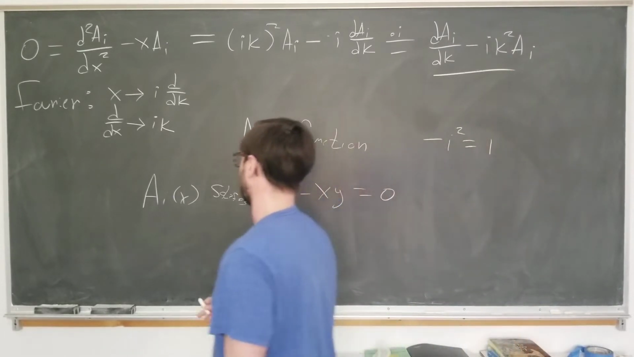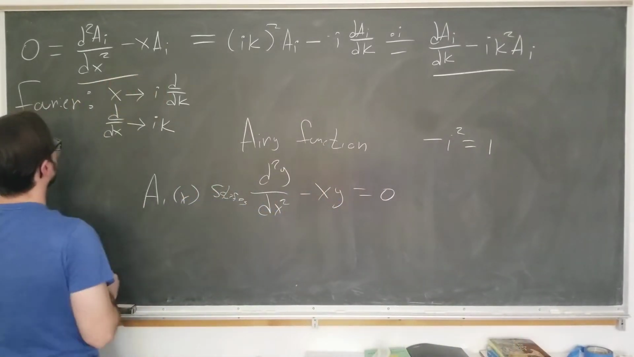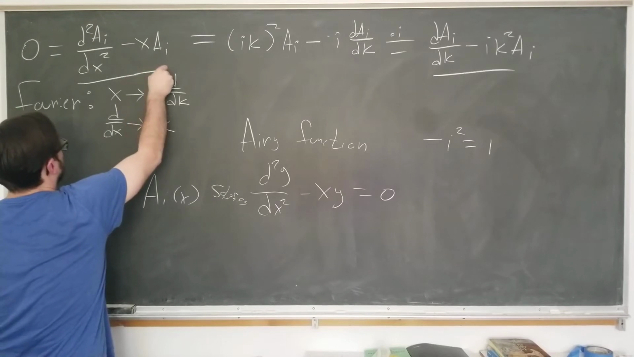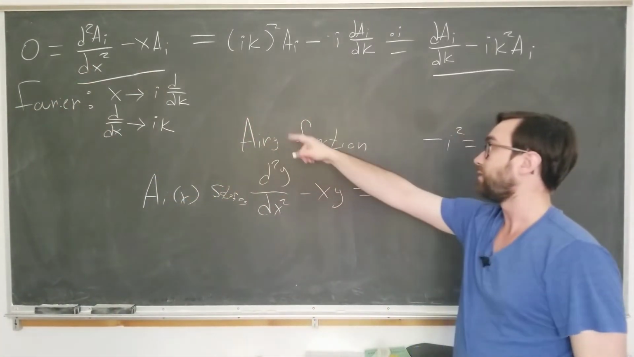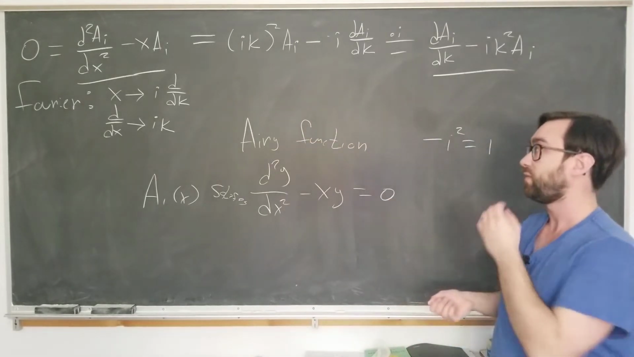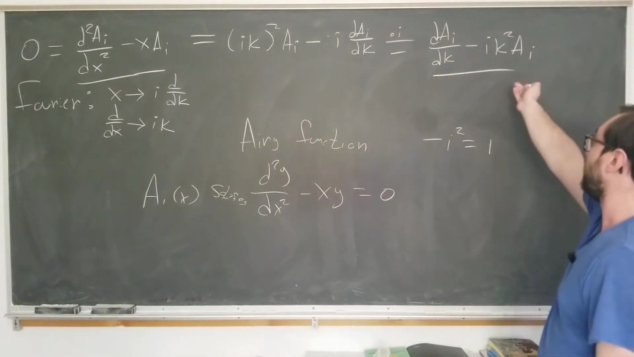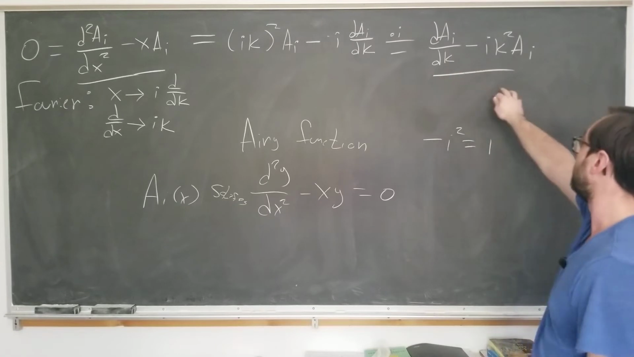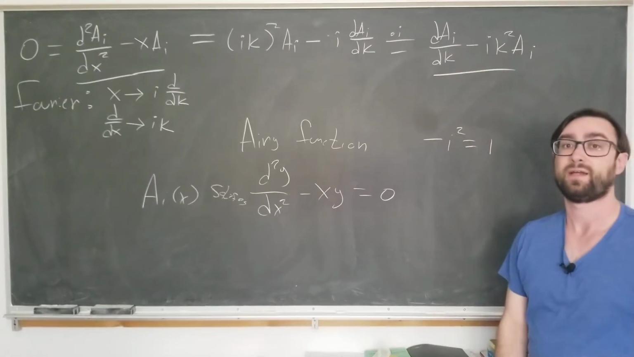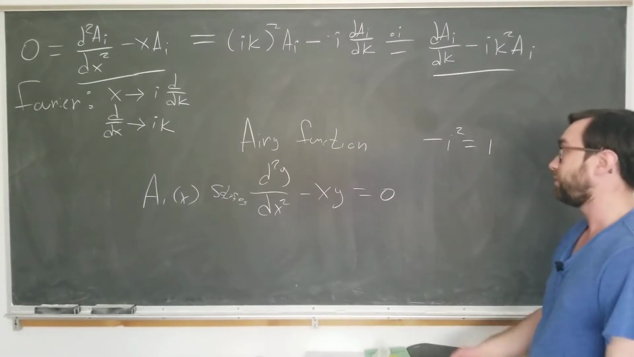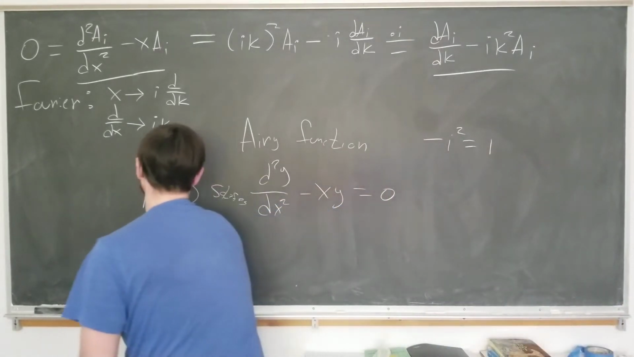So notice this was our original equation here. Second x derivative minus x times Ai in the x space being equal to 0. Our new version is the first k derivative minus ik squared Ai being equal to 0 in the k space, which is actually much easier to solve, which we will do now.